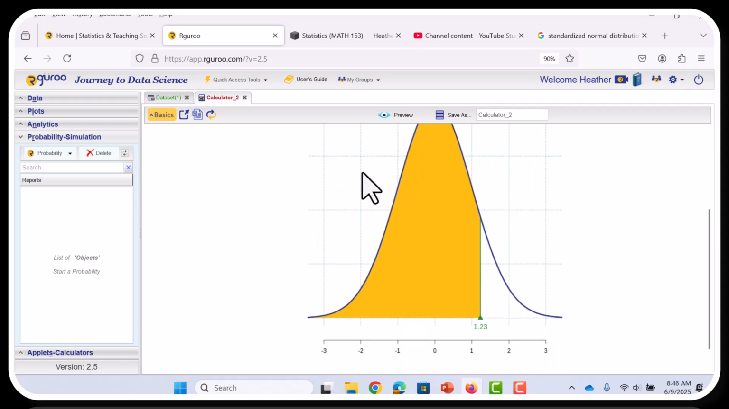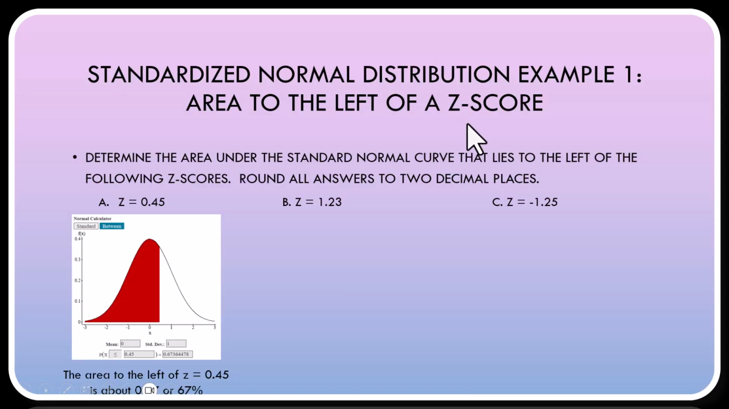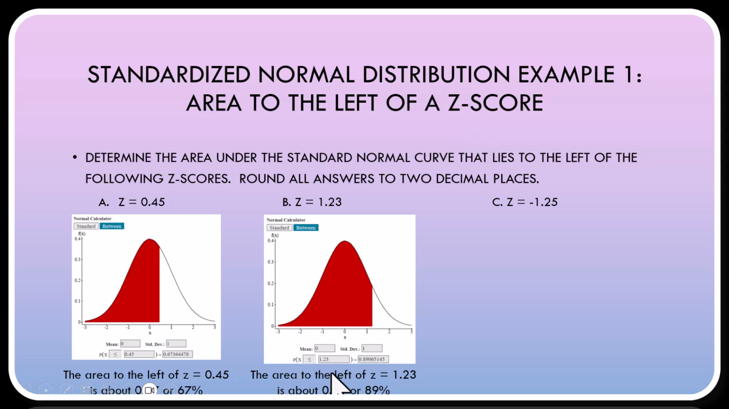And again, I just like to look at the graph. It comforts me to know that I am shading the desired portion. I am shading to the left of the z-score. So for letter B, we would say that the area to the left of z equals 1.23 is about 0.89 or 89%. So let's do this last one here.